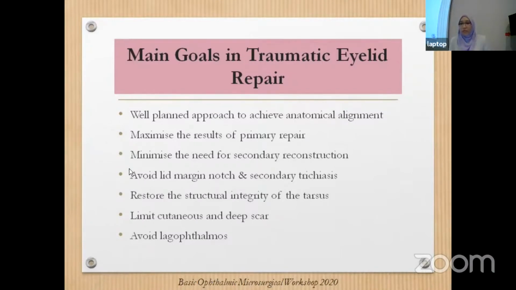And then avoid lid margin notch and also secondary trichiasis. This is one of the complications that might happen. And then we need to restore the structural integrity of the tarsus, limit cutaneous and deep scars, and avoid lagophthalmos. These are the main goals in traumatic eyelid repair.